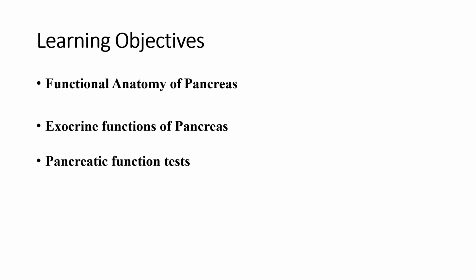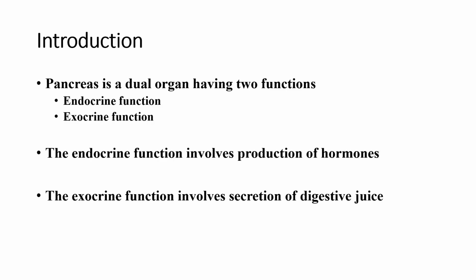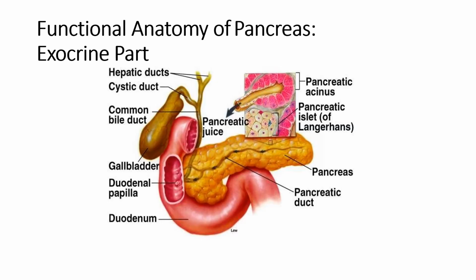So the learning objectives of today's topic are: we will see the functional anatomy of the pancreas, exocrine functions of the pancreas and pancreatic function test. The pancreas is a dual organ having two functions, endocrine and exocrine functions. As you already know, the pancreas is involved in the production of hormones, which is called endocrine function, and it is involved in the secretion of digestive juice, which is called the exocrine function.